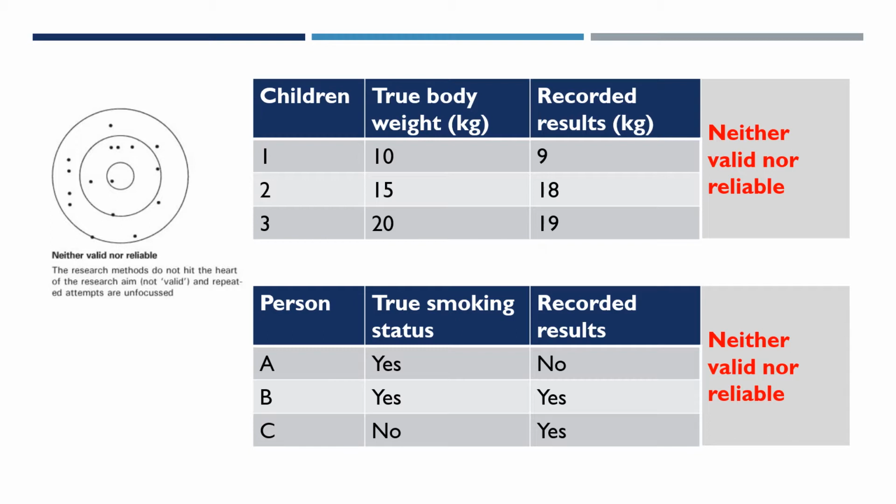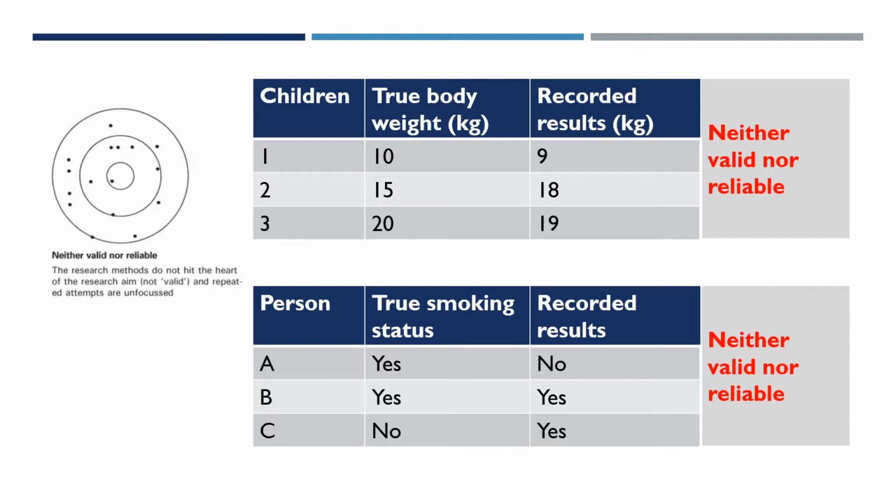In another example of 3 persons A, B, C, we know the true smoking status of these people, but the recorded results from the data collector are different from the true value. We can see that for persons A and C, there is misclassification.